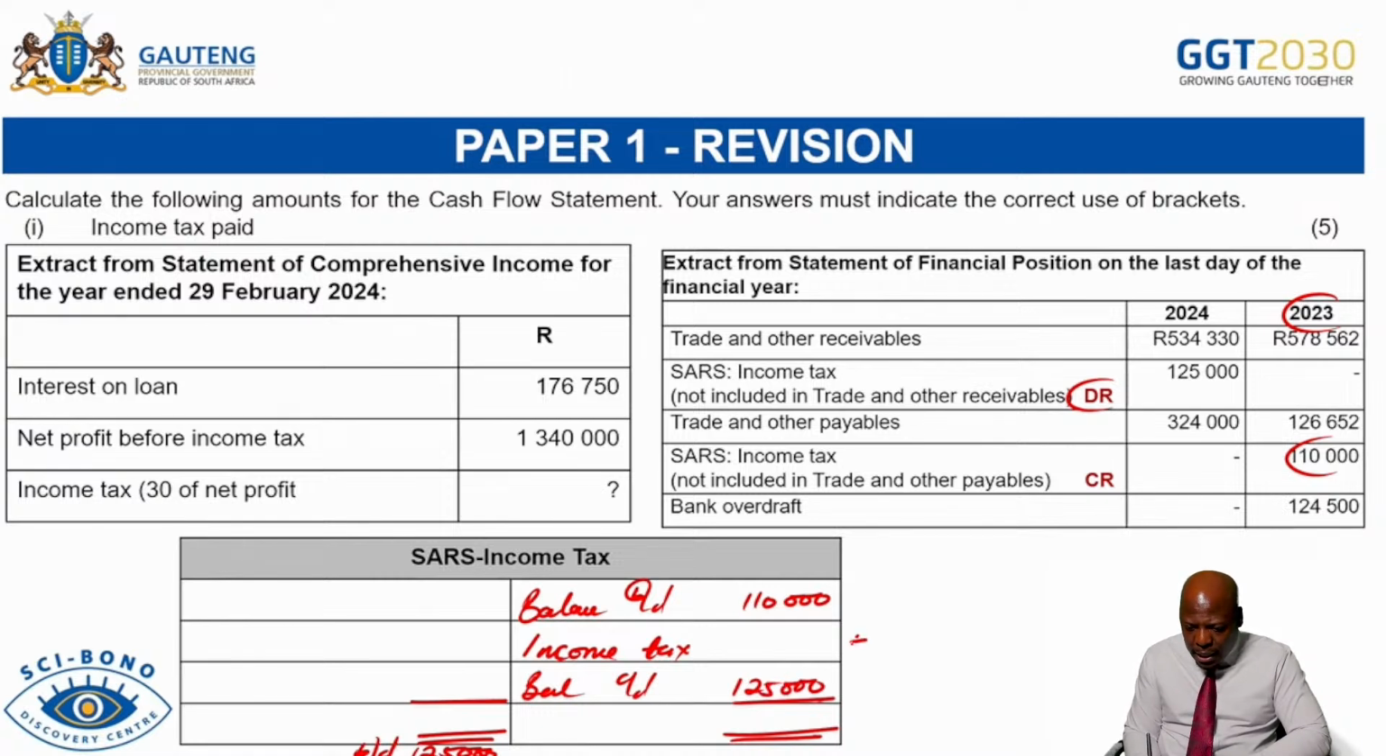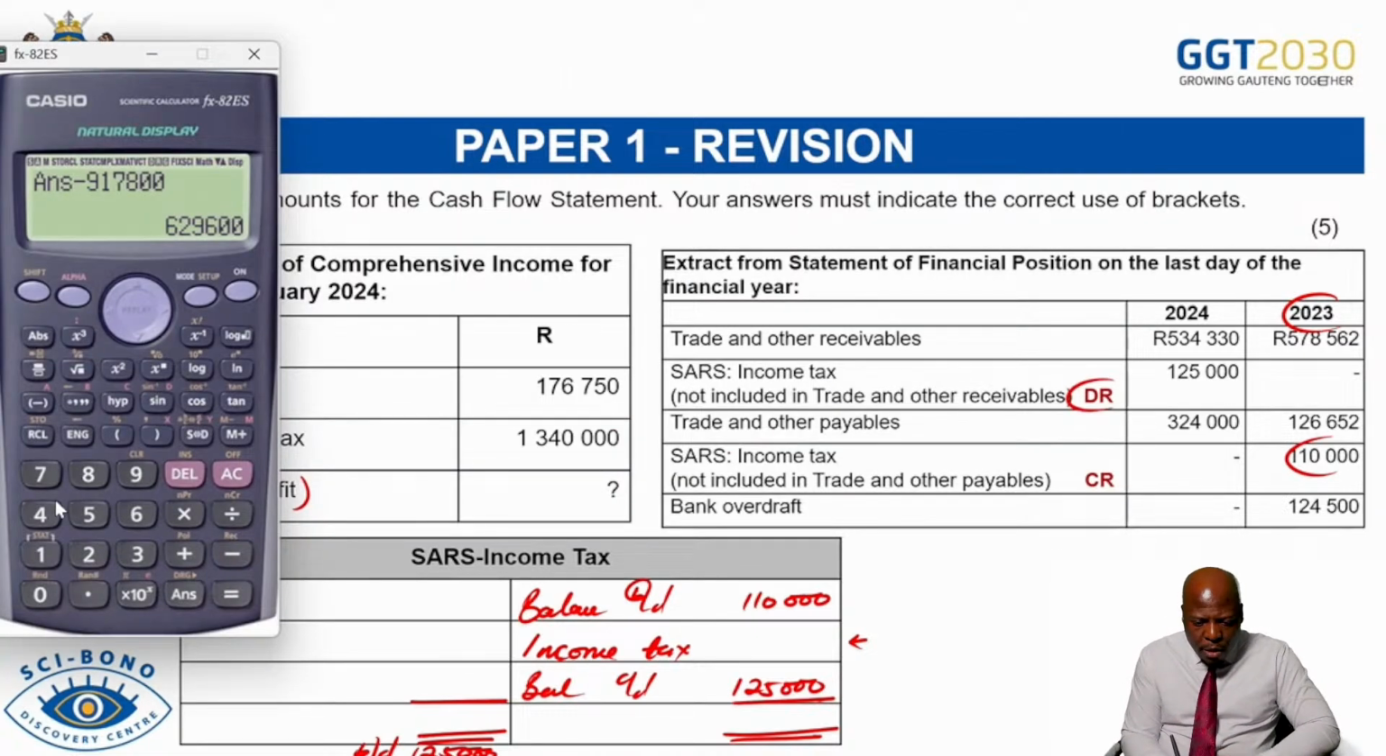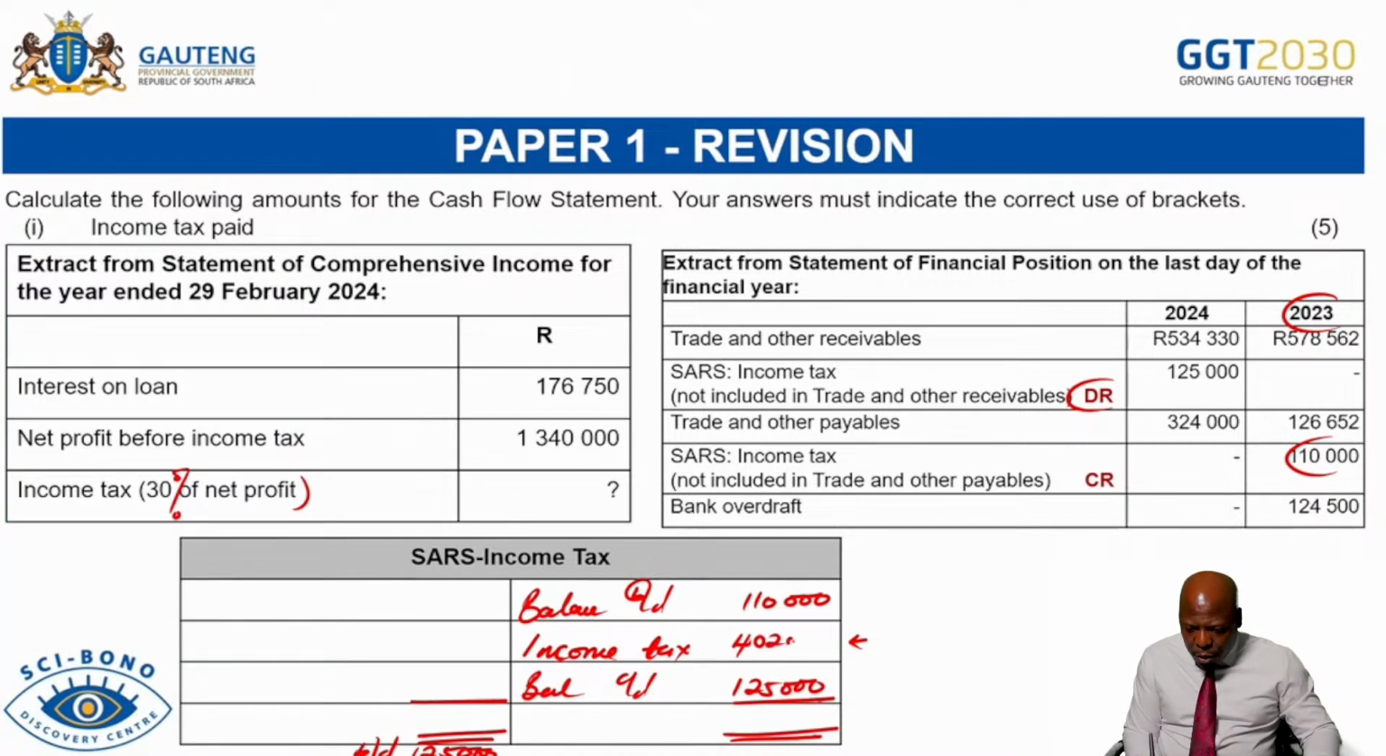So the only thing that I need now is my income tax for the year. And I've been told that income tax is 30% of the net profit. Here I'm given net profit before tax, 1,340,000. Then I get my 30%, and that's going to give me 402,000.